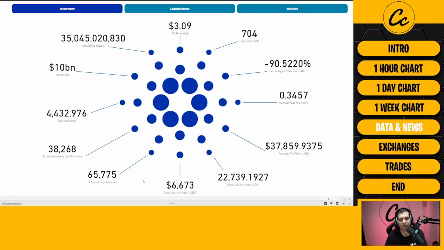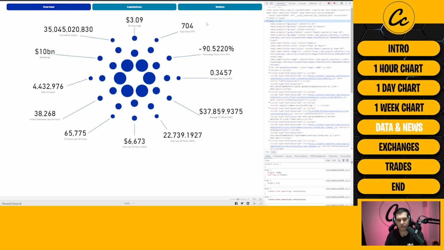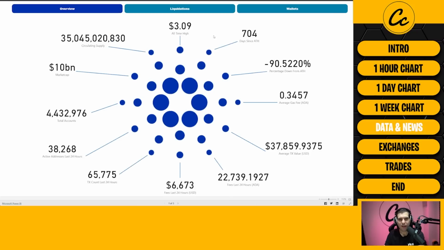Put that into context, like Ethereum and things like that, it's just astonishingly cheap on the Cardano side of things. Let's go ahead and move on over, though. I don't know what button I've pushed there, so let's go ahead and get rid of that.